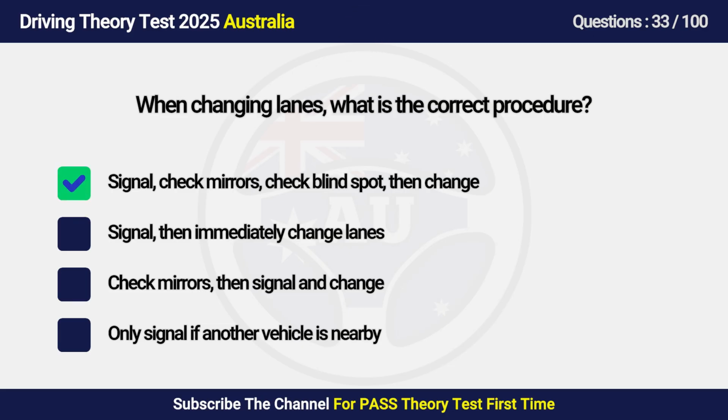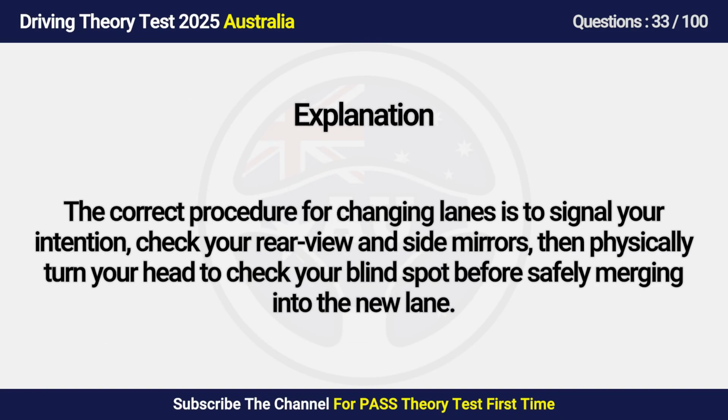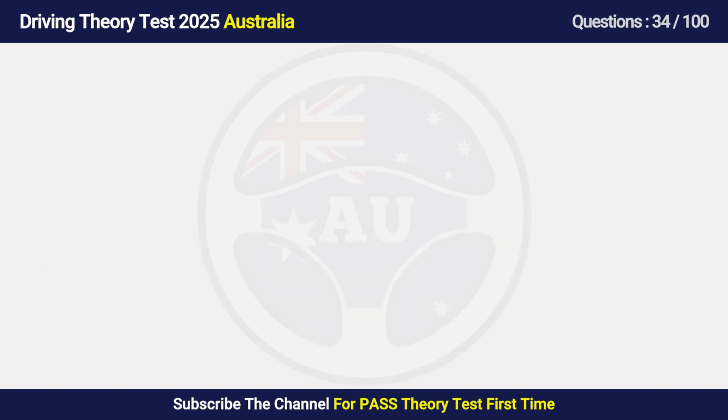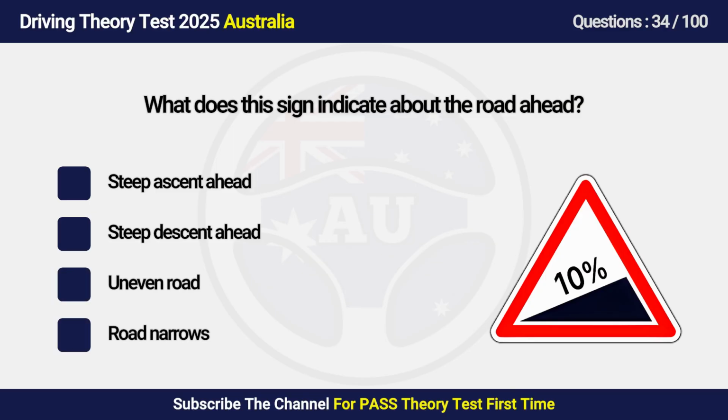Answer is A. Signal, check mirrors, check blind spot, then change. The correct procedure for changing lanes is to signal your intention, check your rear-view and side mirrors, then physically turn your head to check your blind spot before safely merging into the new lane. Question 34. What does this sign indicate about the road ahead?